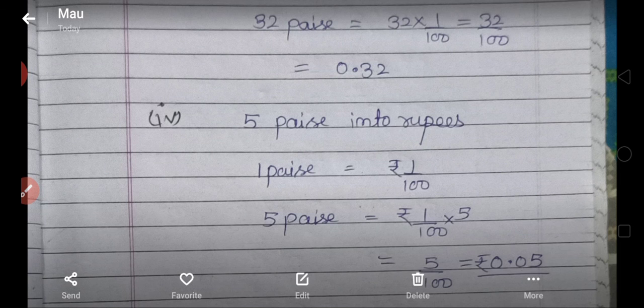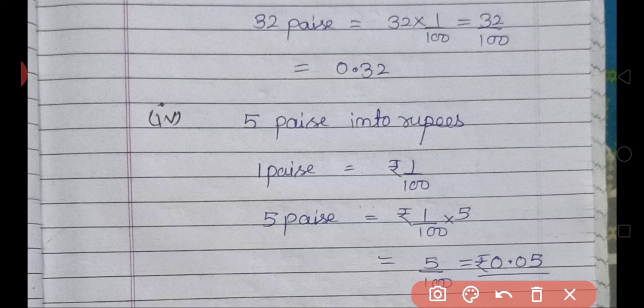And next question of this, 5 paise into rupees. So 5 paise, 1 paise is equal to 1 upon 100 rupees. So 5 paise is equal to 1 upon 100 into 5. So it became 5 upon 100. And 5 upon 100 will be changed into 0.05.